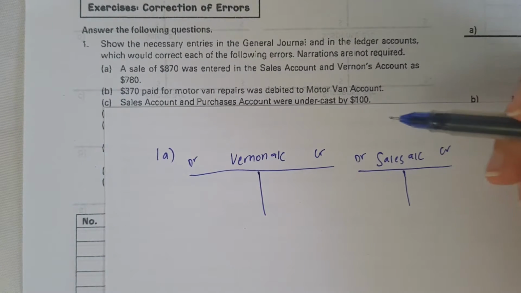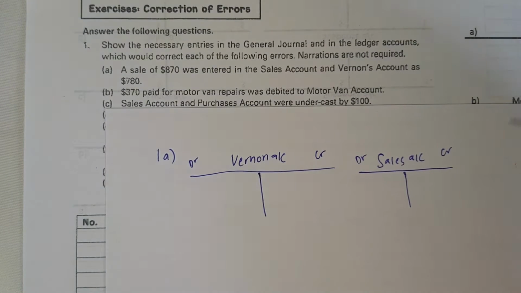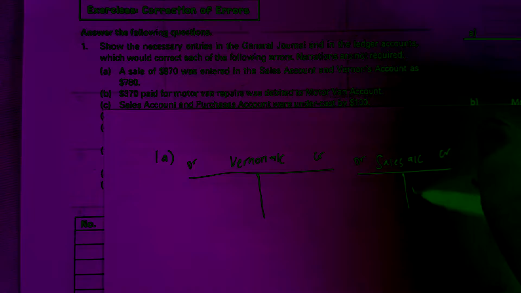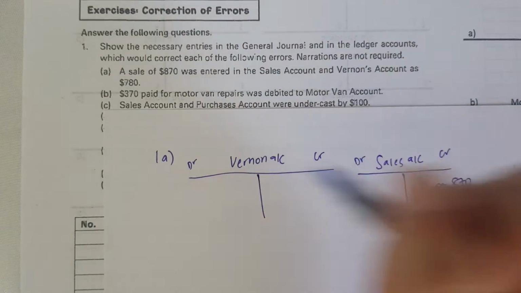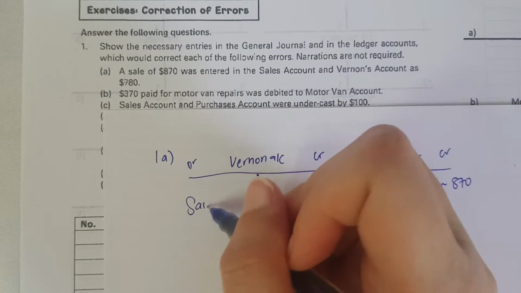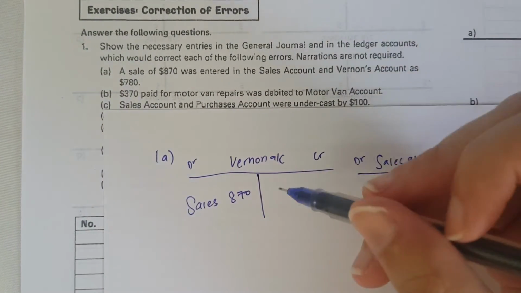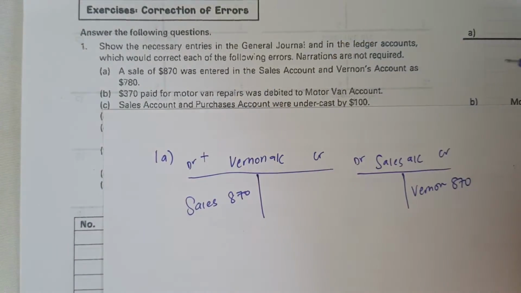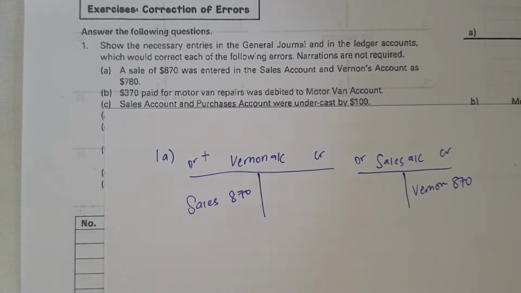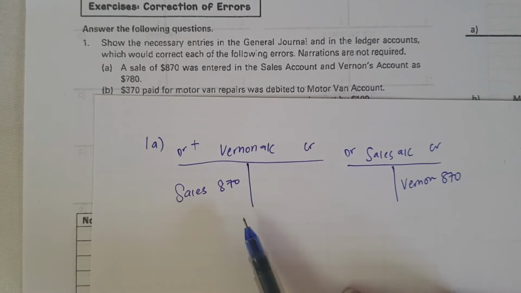Now a sale to Vernon, what's the double entry like? Can you still remember? Yes, sales to Vernon, so we will credit sales going out to Vernon at 870 and debit Vernon coming in from sales at 870, okay? Vernon is a debtor account, so coming in from sales at 870, it will increase the amount owing by Vernon, the debtor, by another $870.